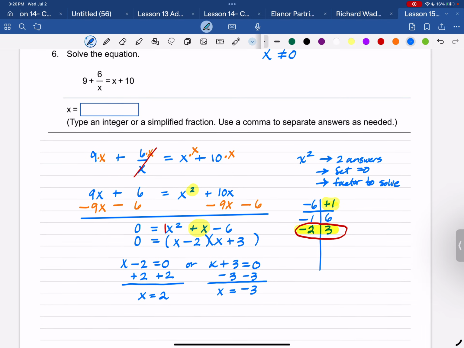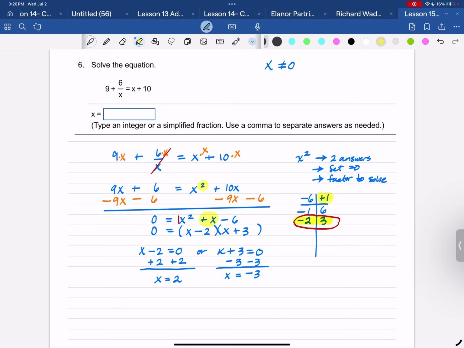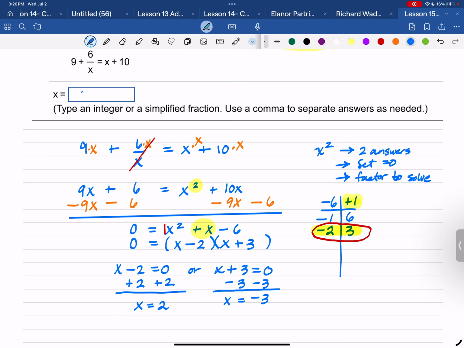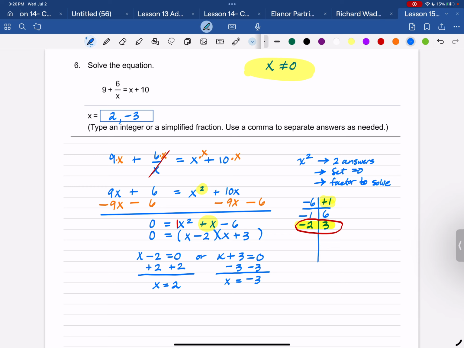So I get two answers. I compare them to what x cannot be, and since neither of them is 0, that's going to give me two answers, 2 and -3. Now, you're not going to know how many answers you're going to get until you've cleared out your fractions. So the minute you see that x squared term, that's when you know that you're going to get two answers. Okay? Until then, you don't know.